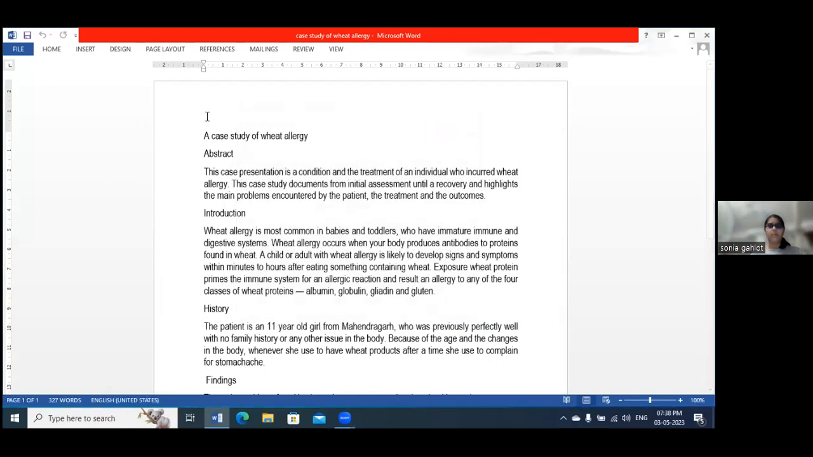Which I wrote. So what had happened actually. Naresh sir told me about a girl who was 11 years old from Mahendragarh. And she was suffering from a wheat allergy. So sir told me to talk to her mother and ask about the various conditions, what she has been through, what were the symptoms, from where she took the treatment, how she came to know that she is suffering from wheat allergy. Her name was Chavi, I guess.